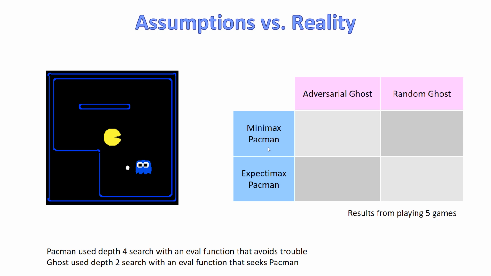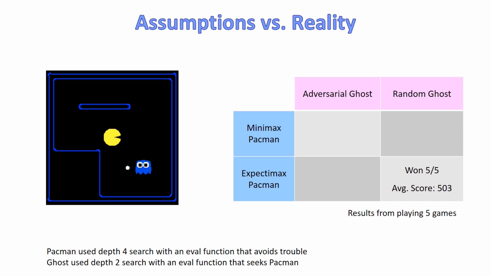What is the best case here? The best scenario is the perfect match between the assumption and the reality. So, for example, if Pac-Man assumes that the opponent is random, and the ghost is actually random, Pac-Man will take advantage of that. If we played the game 5 times here, assuming that Pac-Man is using depth 4 search and the ghost is using depth 2 search, Pac-Man will win 5 out of 5 games with that average score, because there is a good match between the assumption and the reality. I'm not too cautious, but I'm also not too optimistic. I know that there is some randomness, and I will take advantage of it.